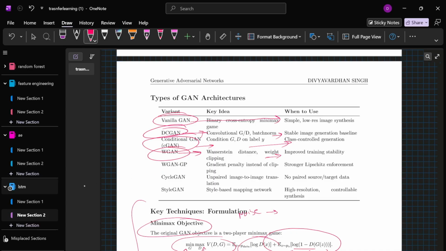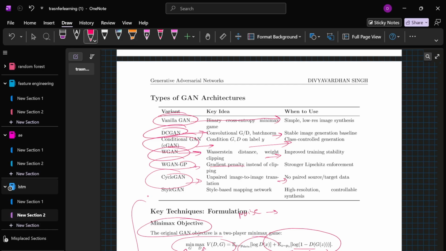We have WGAN and WGAN-GP, focused purely on fixing training stability, with WGAN-GP using a gradient penalty for very strong stability guarantees. Then we have the CycleGAN and the StyleGAN. StyleGAN is something behind the realistic AI faces.